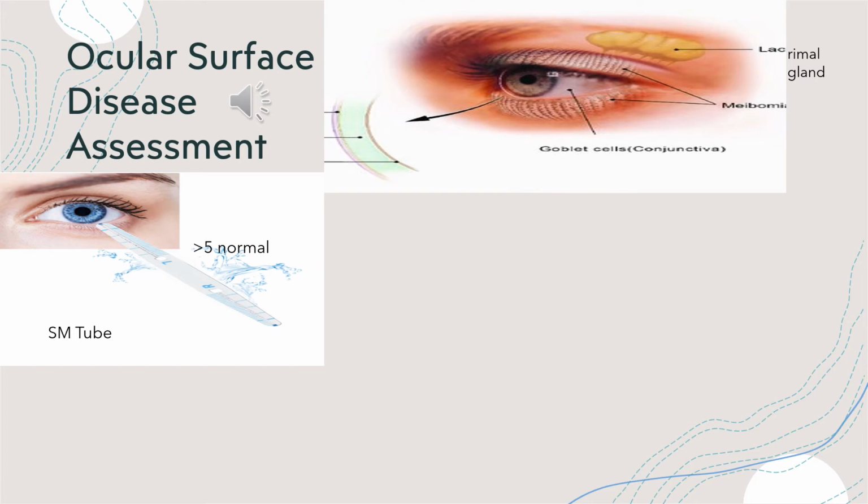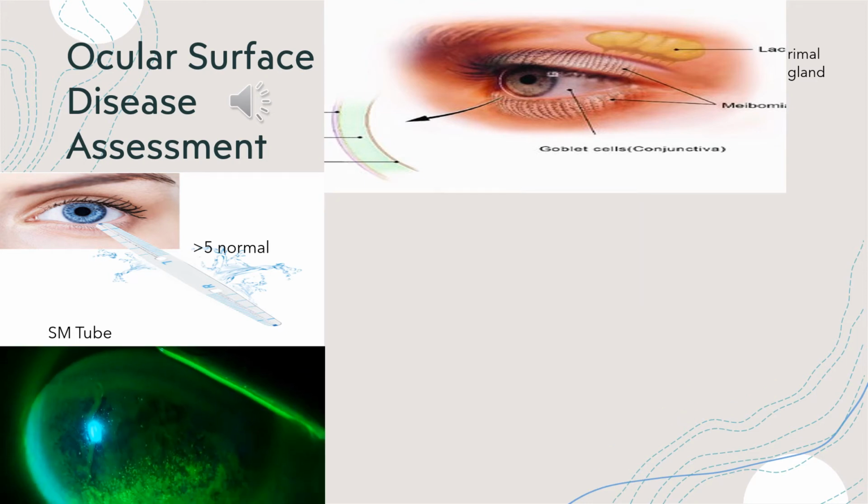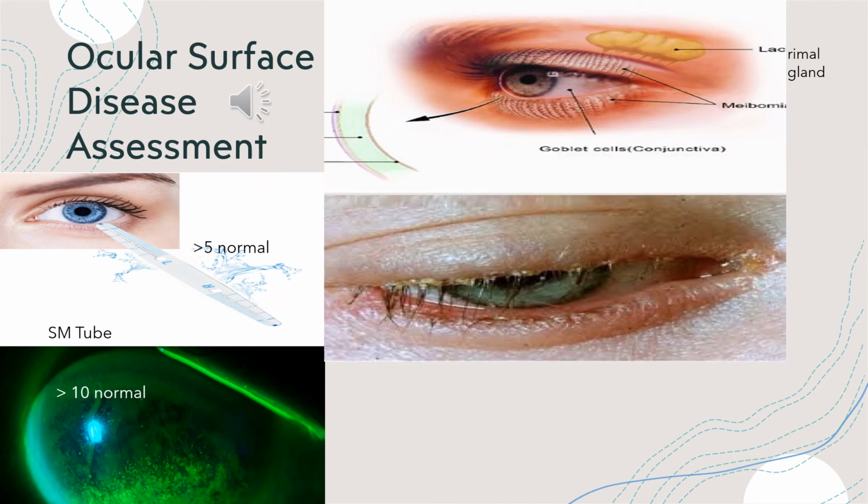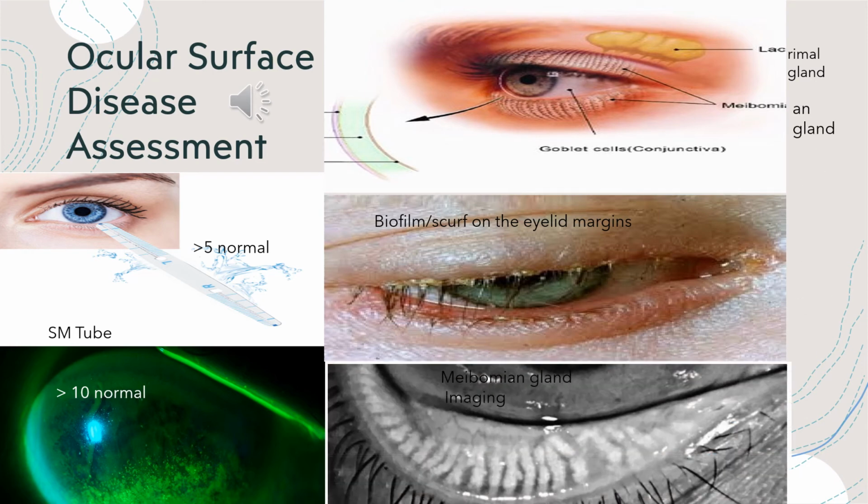Then we go to the slit lamp and we look at the standard tear breakup time. We instill a small amount of sodium fluorescein to the lower eyelid and we measure how well the tears keep their integrity. A reading of 10 or higher is normal and under is abnormal. Then we have a good look at how well you blink, how elastic your lids are, and we look for any biofilm and scurf on the eyelid margins. Then we image the meibomian glands, and we assess the quantity of the meibomian glands.